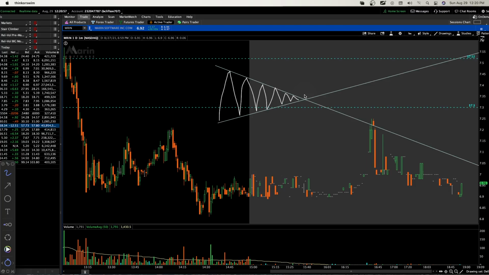Really nice thing to look for. The only thing is you have to wait for confirmation to see in which direction it's going to go. And I'll show you an example of one that I found this morning with a symmetrical triangle. Okay, so I'm going to dump these real quick.